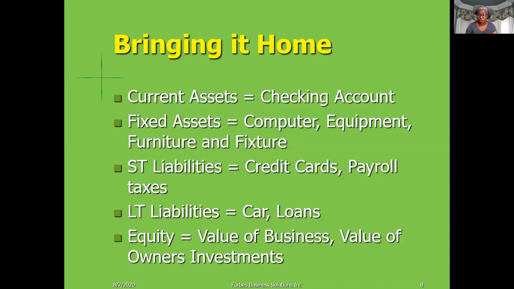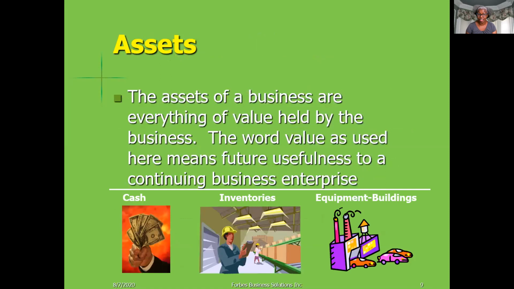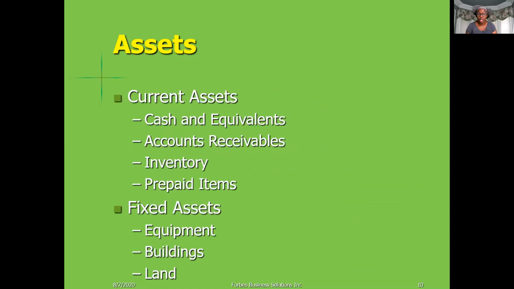The assets of a business are everything of value held in the business. The word asset as used here means future usefulness to continue in business enterprise. So your cash, your inventory, your equipment, and your buildings. Now let's look at the assets. Current assets, like I said, is cash or cash equivalent, accounts receivable, inventory, and prepaid items. Now, fixed assets are going to be equipment, buildings, land.